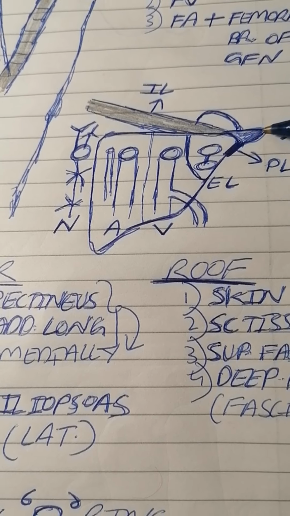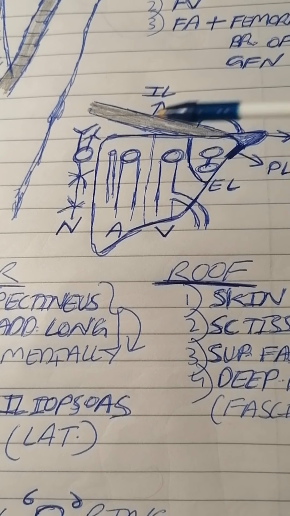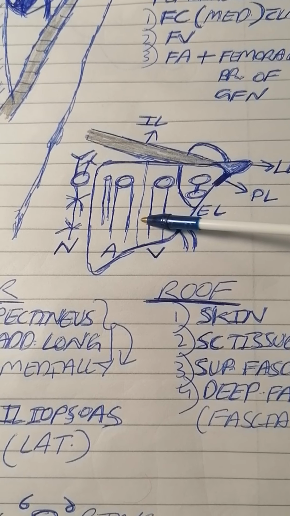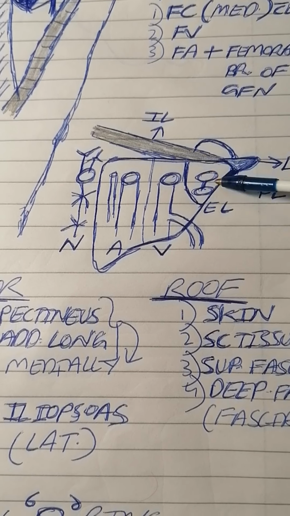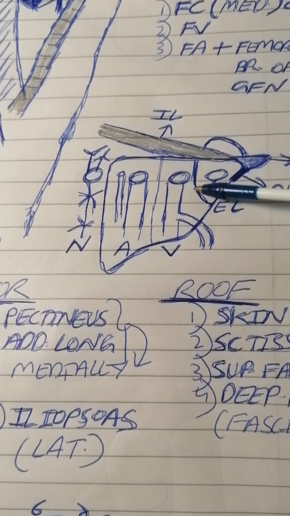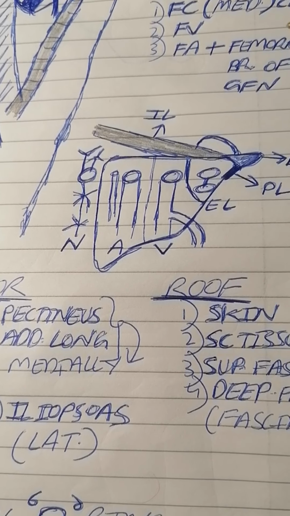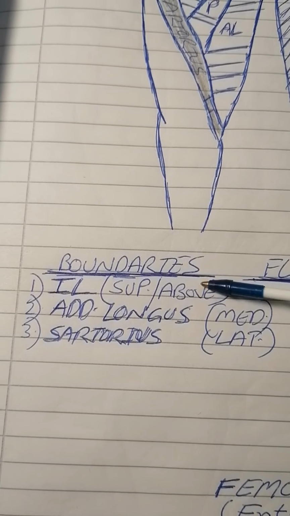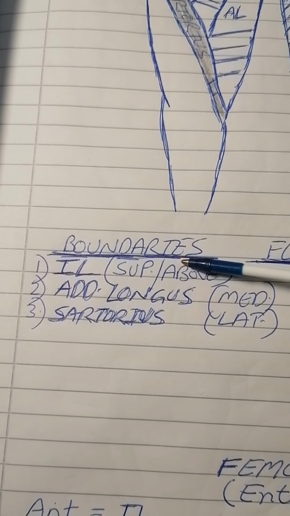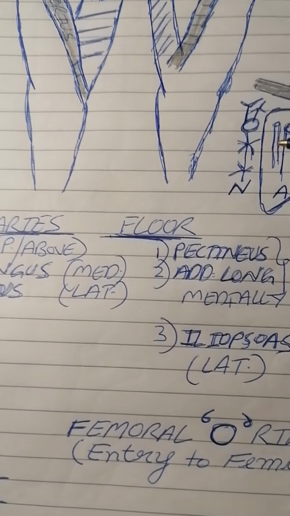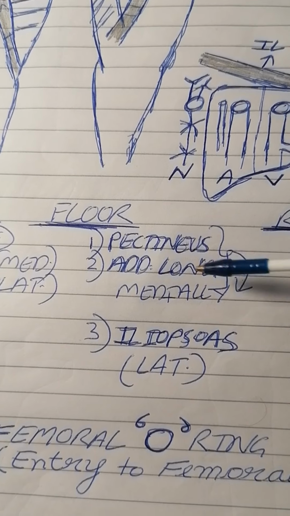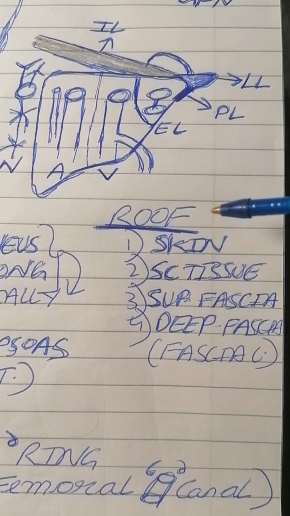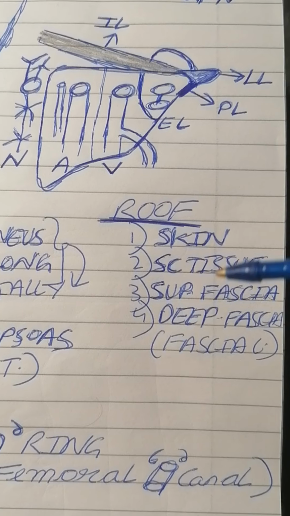This femoral sheath is very important, and the femoral sheath itself is inside your femoral triangle. Inside the femoral triangle we have the femoral sheath, and inside the femoral sheath we have the femoral canal. So these structures must be remembered. Here are the boundaries of the femoral triangle: inguinal ligament, adductor longus, sartorius. The floor, as I talked about, is pectineus and adductor longus medially and iliopsoas laterally. The roof is skin, subcutaneous tissue, superficial fascia, deep fascia, fascia lata.